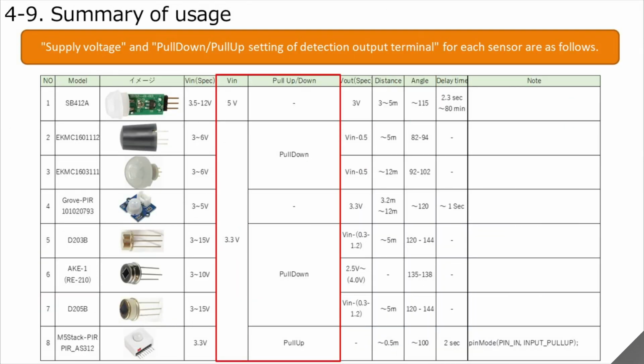Move on. Here is a summary of the main specifications of the sensor used this time. When working with electronics, it is necessary to work without mistaking the operating voltage and the use of pull up or pull down.